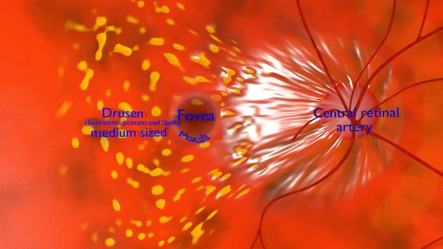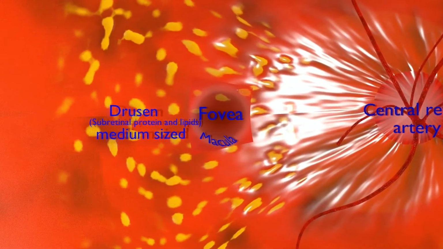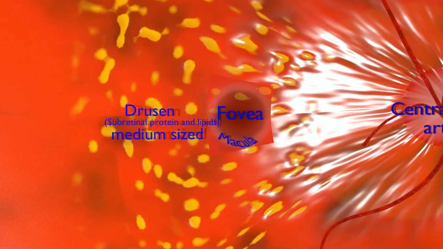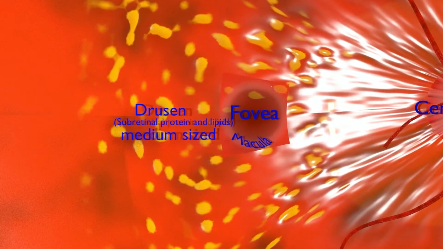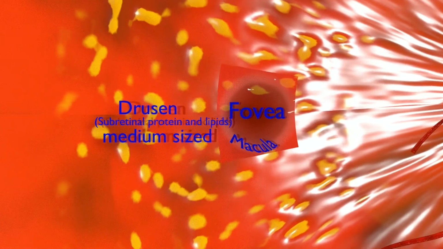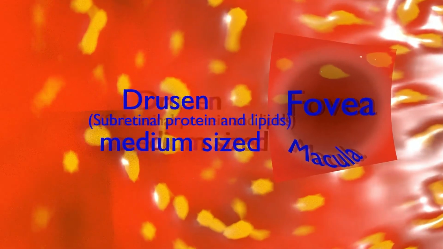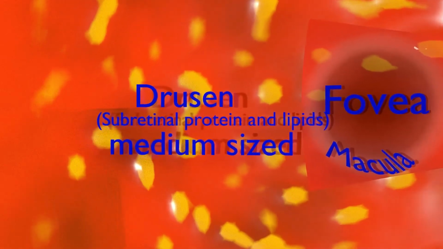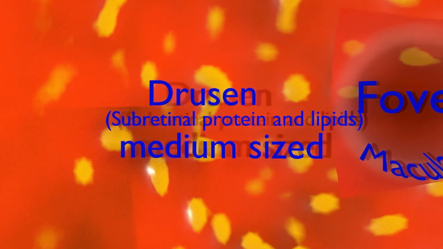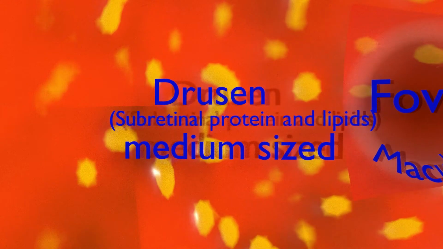In the early stage, you can see drusen pigments on retina around fovea. Drusen pigments are accumulation of subretinal protein and lipids. It accumulates between Bruch's membrane and choroid. In early stage, as you can appreciate, the drusens are of small size to medium size. There is sparing of fovea and so is the vision.